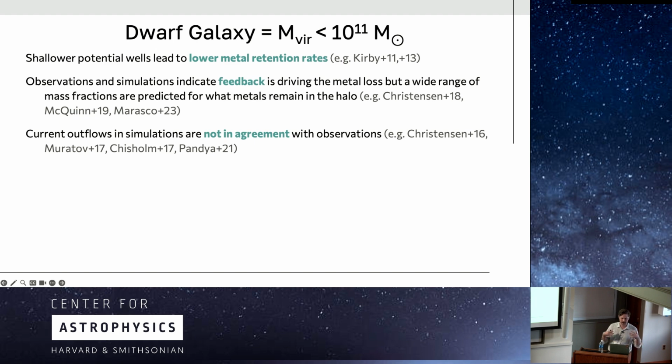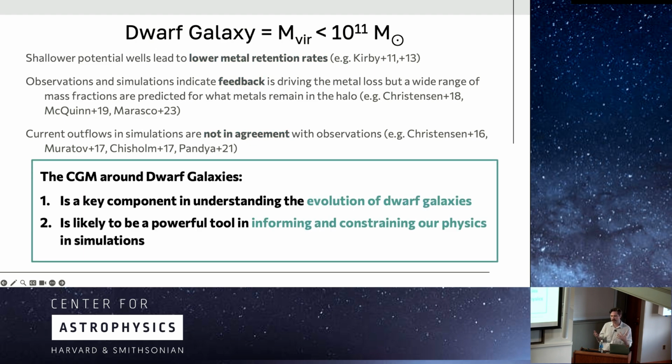As has been explained previously, because of these lower masses and the shallower potential wells, dwarf galaxies are much more sensitive to supernova feedback. This heavily shapes their chemical evolution and results in lower metal retention rates. However, in simulations, the outflows that are causing this are not strongly in agreement with observations. So the CGM around dwarf galaxies is not only a key component in understanding the evolution of dwarf galaxies, but could also be a powerful tool in informing and constraining our subgrid physics in our simulations.